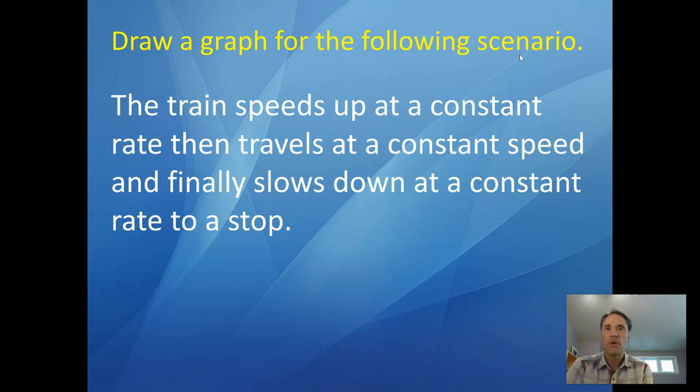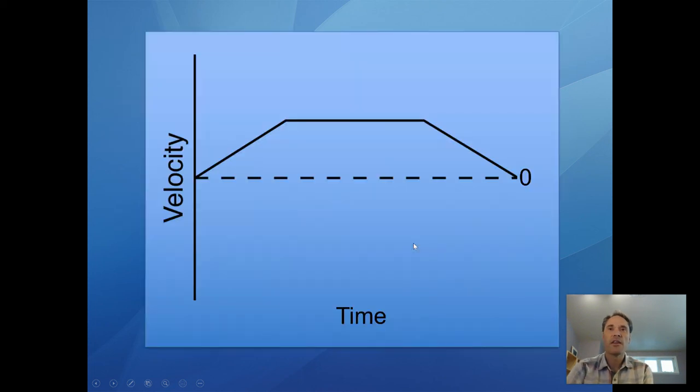Okay, here's what mine looks like. Speeds up at a constant rate, travels at a constant speed, slows down at a constant rate. So mine is here: speeds up at a constant rate, travels for a while at that constant rate, slows down at a constant rate. Did yours look like this? I hope so. All right, let's check the next one.